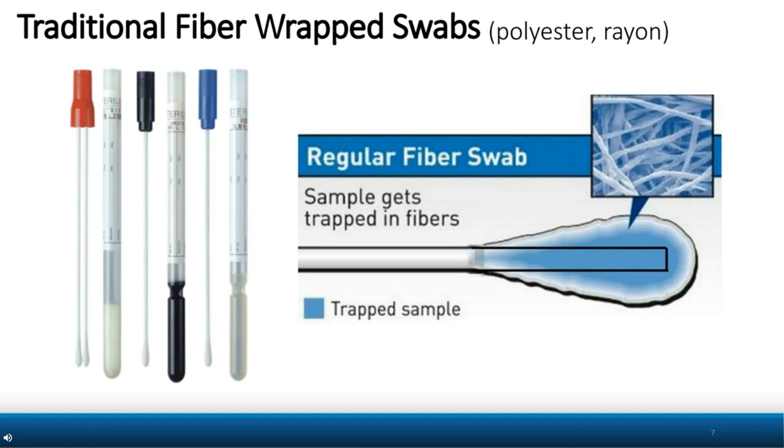Now, when you absorb a sample onto a traditional fiber wrapped swab, a lot of the sample will get trapped on the inside. Although these can absorb a decent amount of sample, it's very difficult sometimes to get this trapped sample on the inside of all these different fibers actually out of the swab once collected.